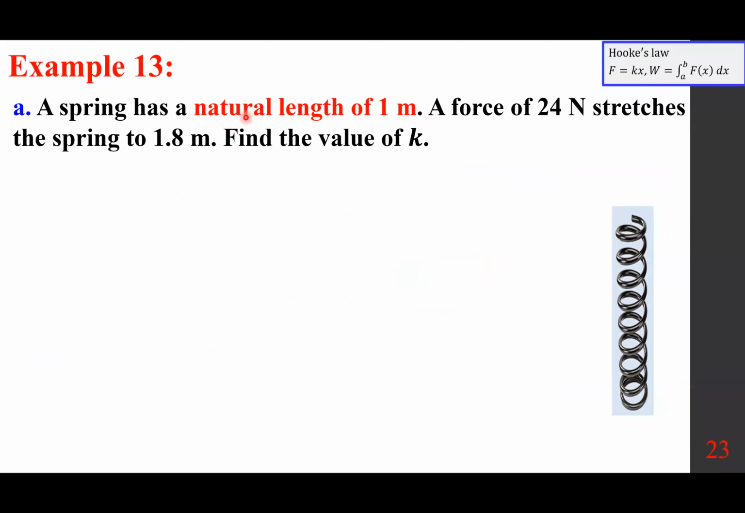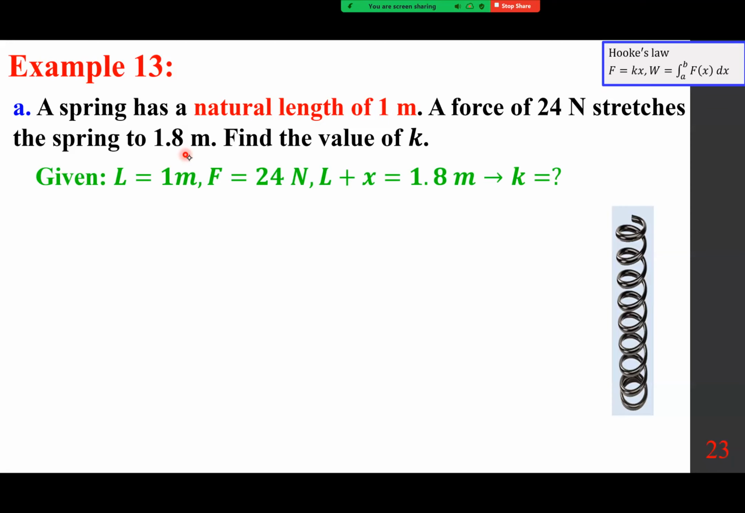So the natural length is 1 meter. The force of 24 takes it to 1.8. So L plus X becomes 1.8. If we call L the natural length, a force of 24 Newtons causes it to go to 1.8. So L plus X becomes 1.8, so it stretches by 0.8. It goes from 1 to 1.8, so the amount X is 0.8, or 1.8 minus 1.